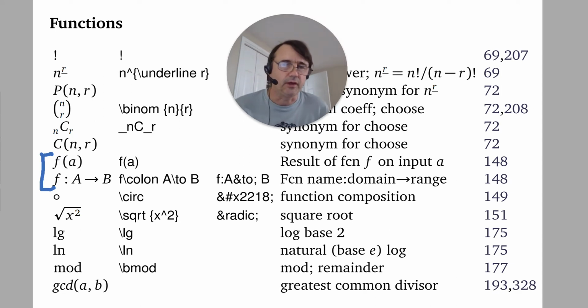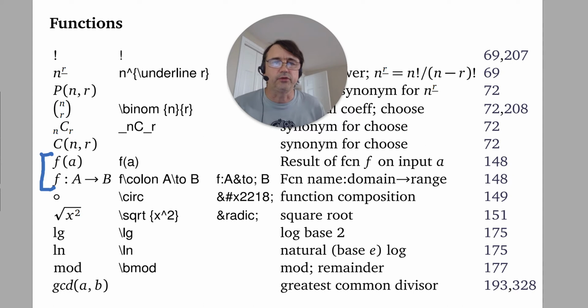So f of a is we take an input a, we apply a function, and we return some result. And that's going to be what f of a is going to be. When we want to refer to the function itself, we refer to the function as taking inputs from a set A and producing outputs in a set B. So with inputs from a domain and outputs to a range. And you can, of course, click on these numbers over here to jump to the definition in the textbook.